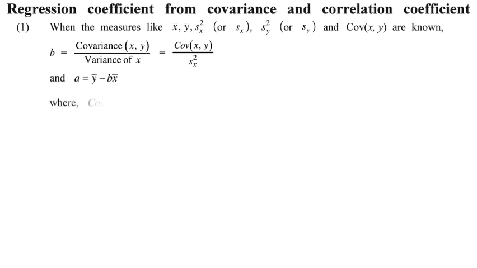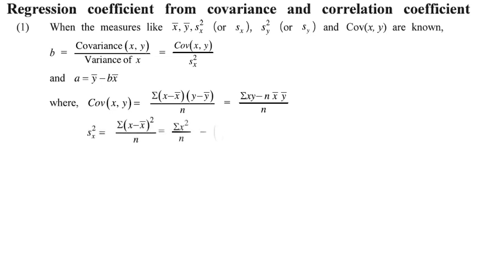Now sometimes where COV is not directly given, we have to think about these formulas. The COV formula is either summation of x minus x bar into y minus y bar upon n, or summation xy upon n minus x bar y bar. Both of these are COV xy formulas. Also, sx square formulas are like this.